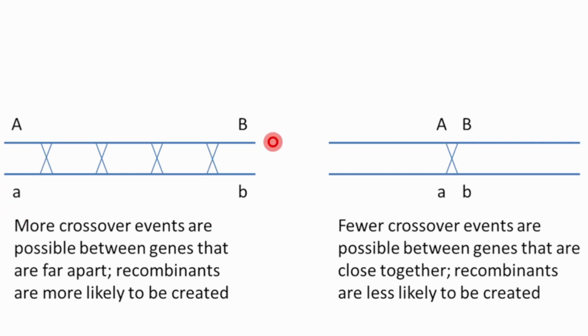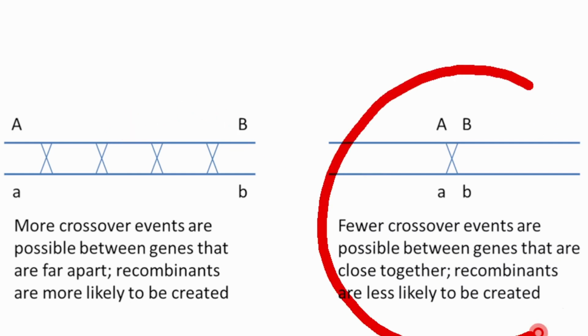So the region between them is long. Because that region is long, there are many possible places where crossover can occur between the genes, which is why you see several crossing points. Each crossing point is another chance for the genes to be separated, so recombination becomes more likely.